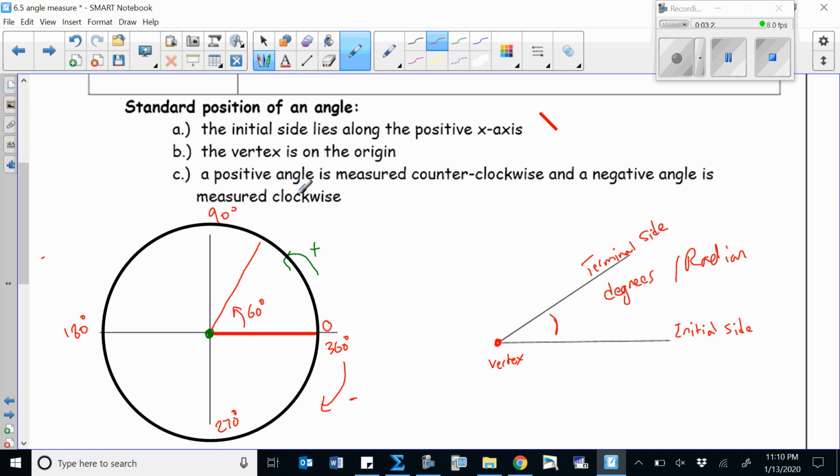What if I wanted to draw negative 60? Then I have to go the other way, like this. And I know that from here to here is again 90 degrees, but negative 90 because I'm going the other way. So angle negative 60 is going to be somewhere like this.